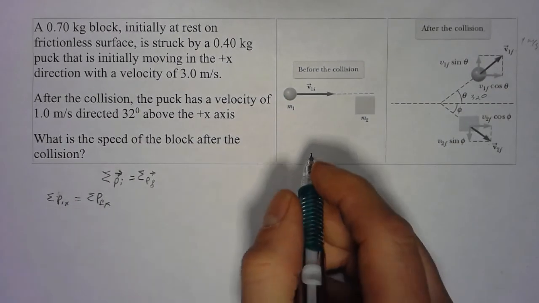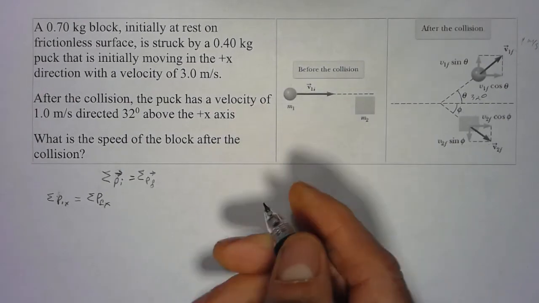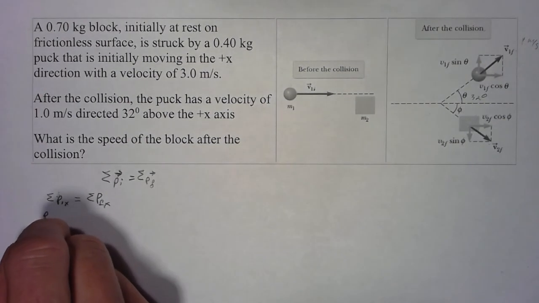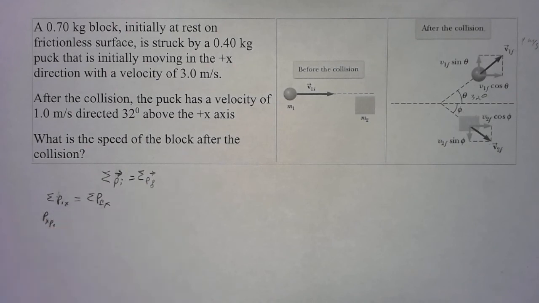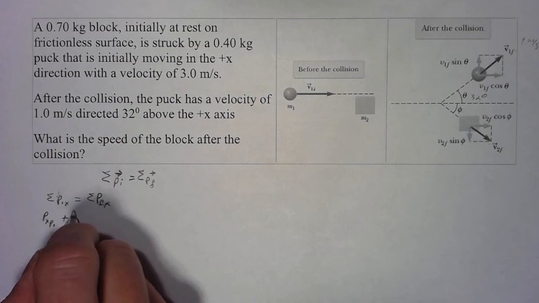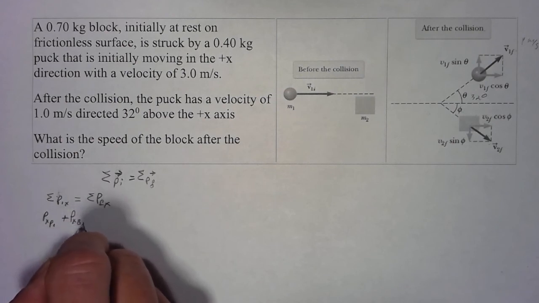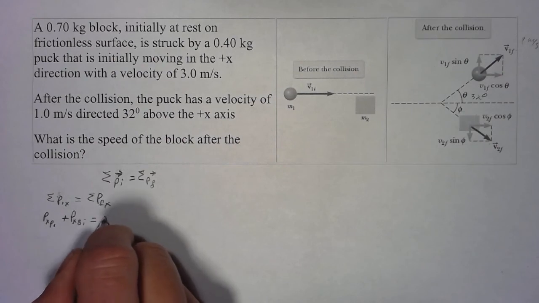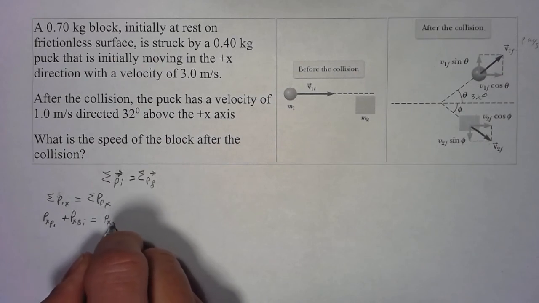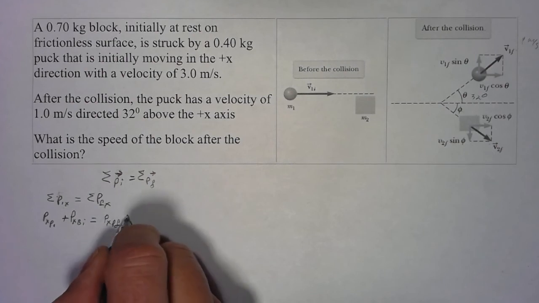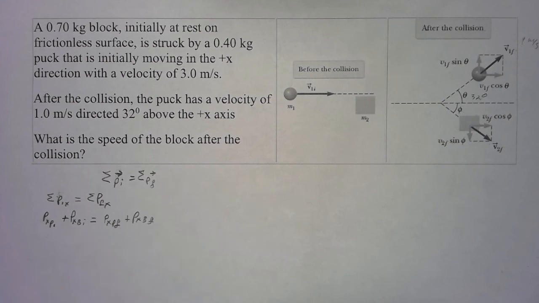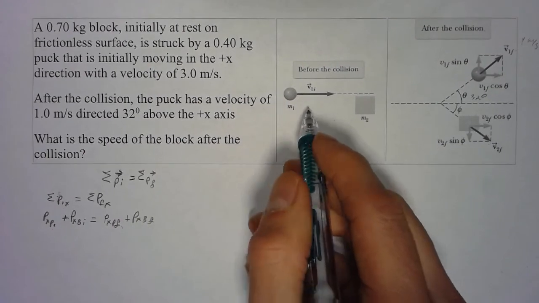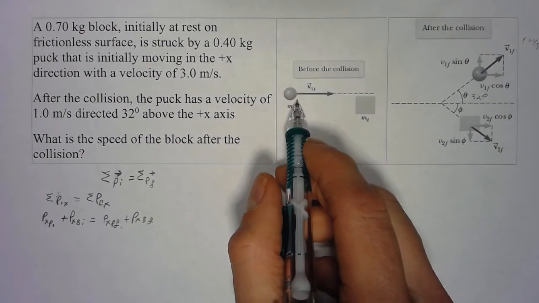So here we have puck and block. I'm going to say we'll have the momentum in the x direction of the puck initially, lots of subscripts, plus the momentum in the x direction of the block initially will equal the momentum in the x direction of the puck after the collision plus the momentum in the x direction of the block finally, or after the collision. So before and after, that's going to match our before and after pictures. Before here, all the momentum is in the x direction.